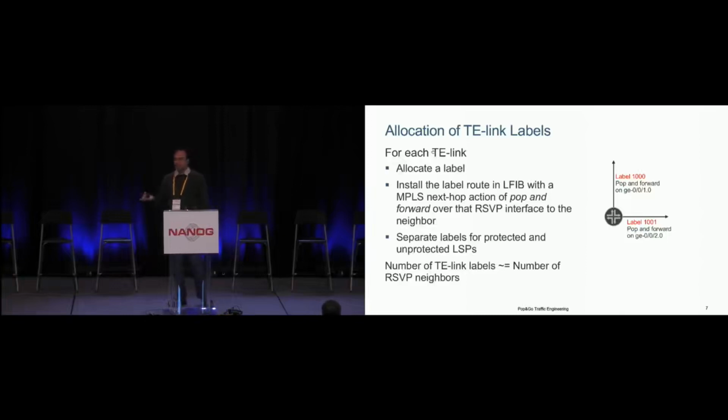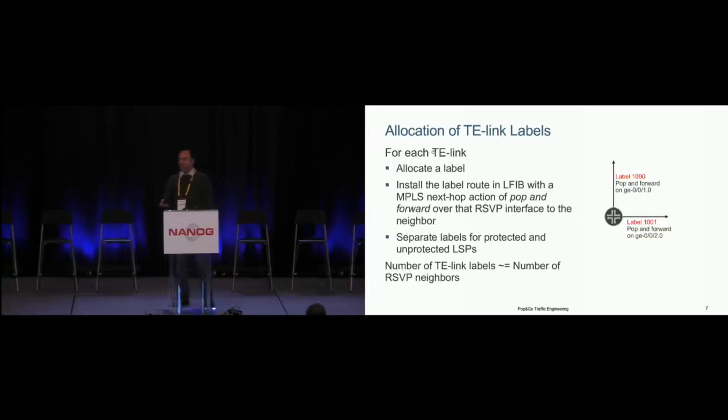So we introduce these TE link labels. For each TE link on a router, you allocate a label, and you install the label in the LFIB, and you set it to a pop and forward label action. The example there shows that if you get a packet with label 1000, the router will pop the label and push it down the interface G001. And if it gets a packet with label 1001, it'll pop that and send it across that associated interface.